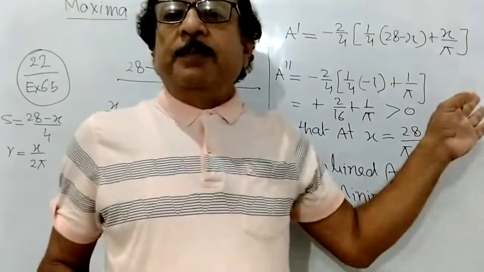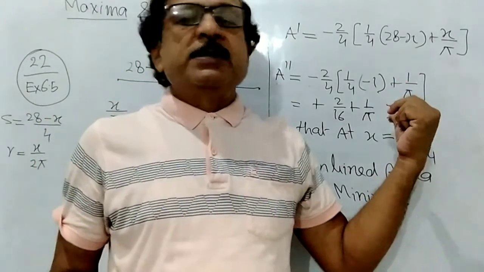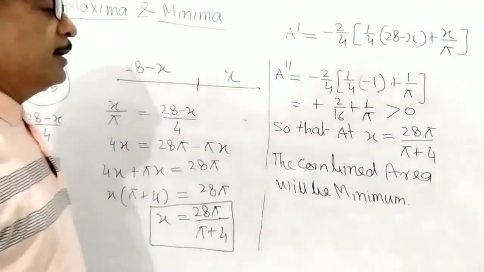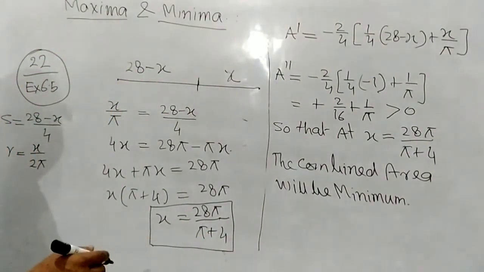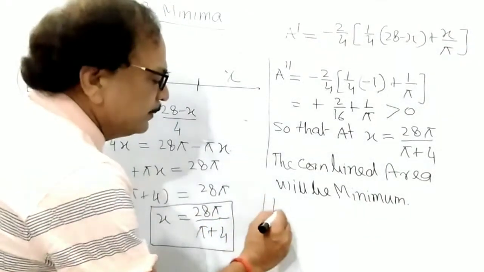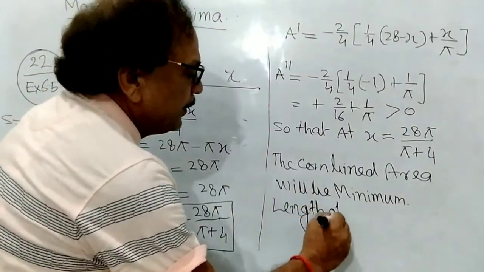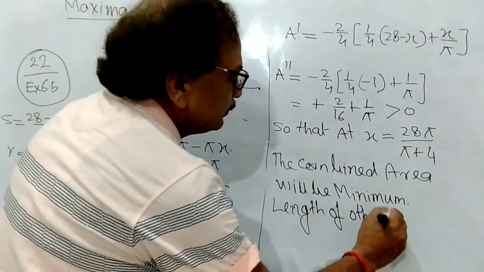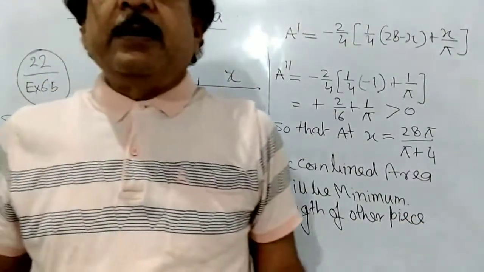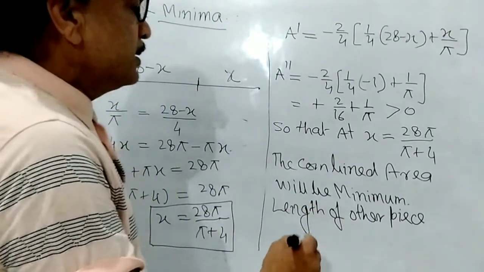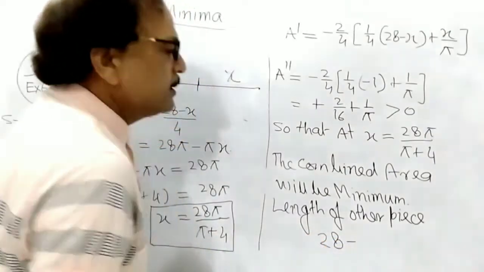At x equal to 28π upon π plus 4 the combined area will be minimum. So we can find the length of the other piece, the second piece. The length of the other piece of wire is 28 minus x.